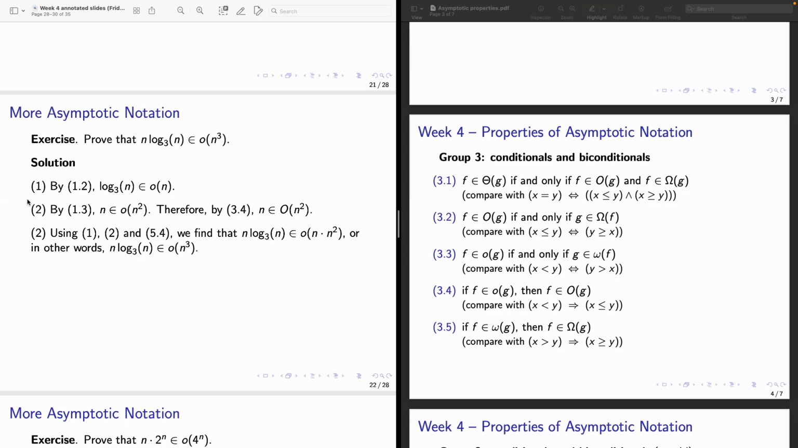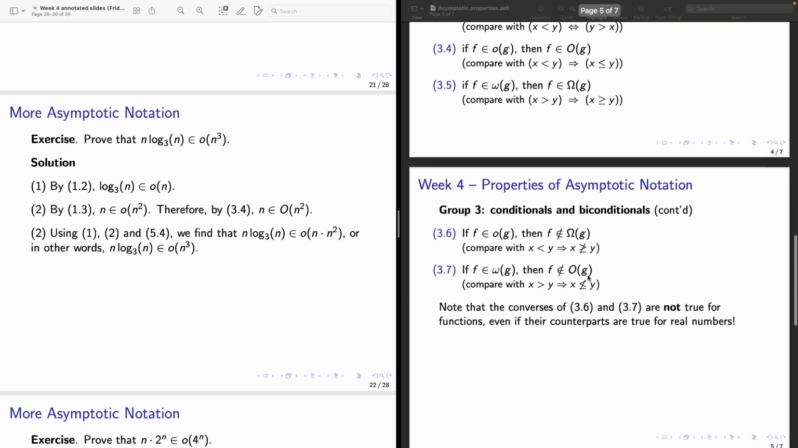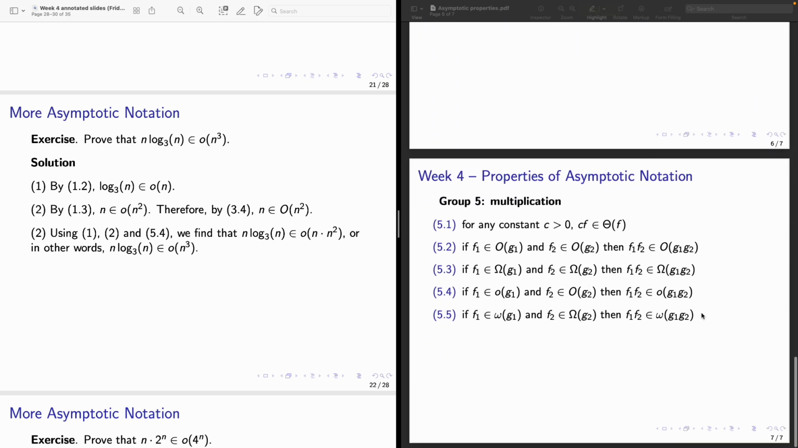We combine the things we found so far along with fact 5.4. This is sort of a product rule for functions. We can multiply something that we know is in little o of n with something that we know is in big O of n squared to get something that, by this fact, we know is in little o of n cubed.